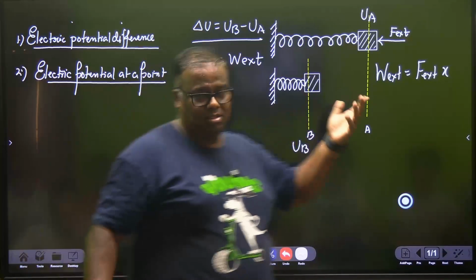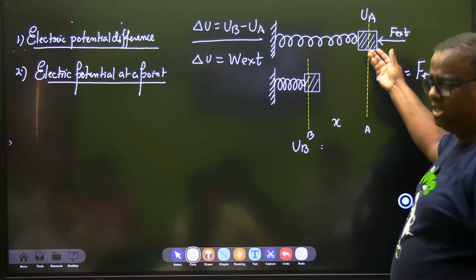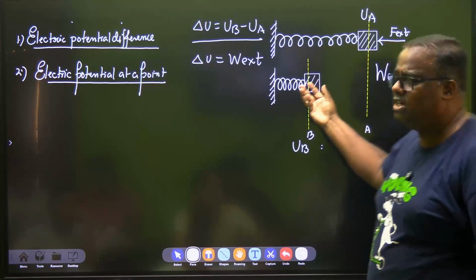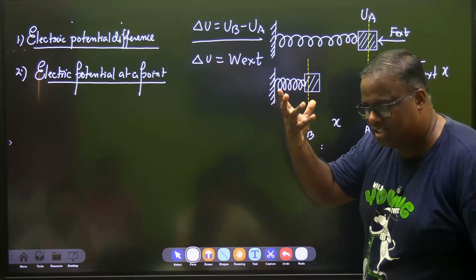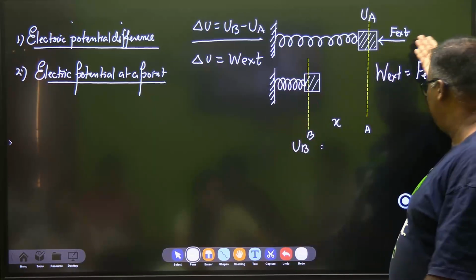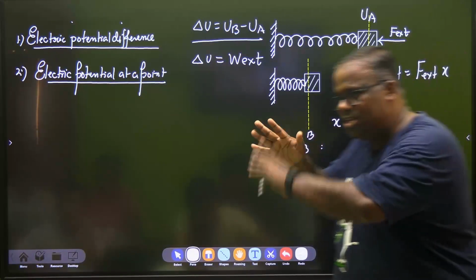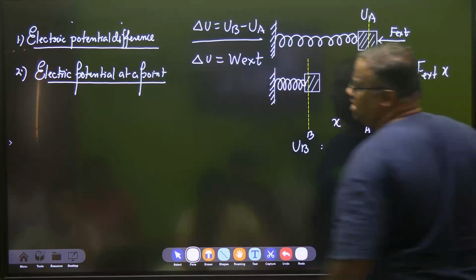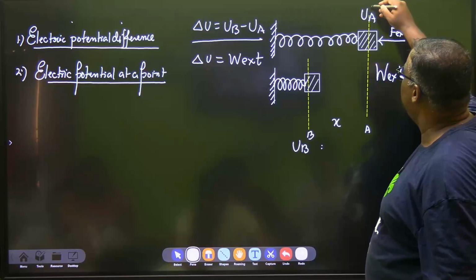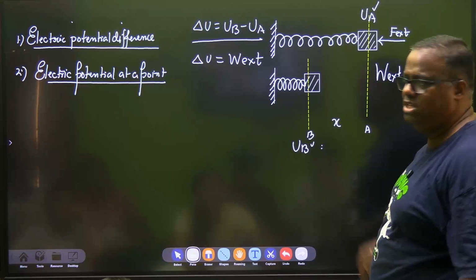Suppose your energy was some burgers. Your energy became burgers plus nuggets. What is the change in energy? Nuggets. How did those nuggets come? You only supplied. My work done has got stored. When we talk about the change in potential energy, we are least bothered what was your energy here or what was your energy here. Doesn't matter.